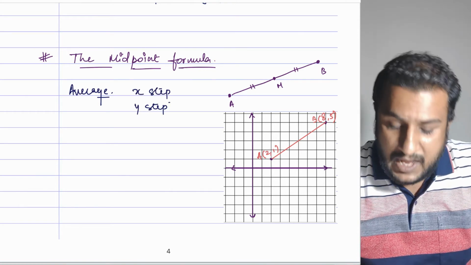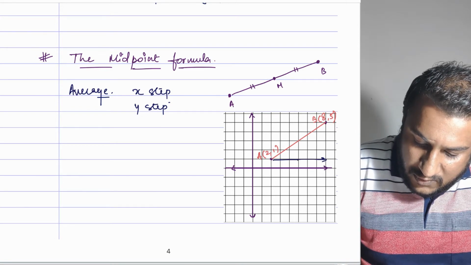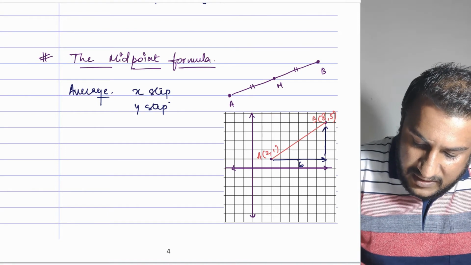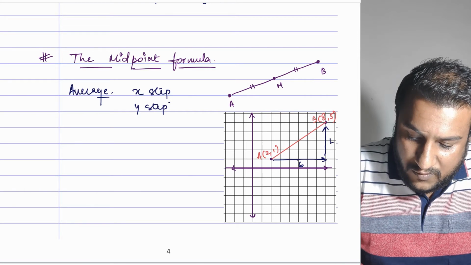Yes or no? Now, the distance I have traveled in x step is 1, 2, 3, 4, 5, 6 units. Now, the distance I have traveled in y step, the vertical step, is 1, 2, 3, 4.